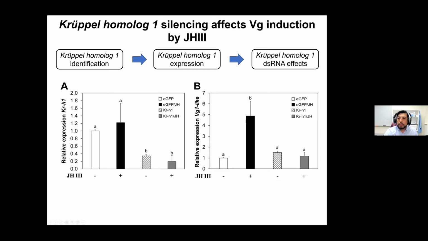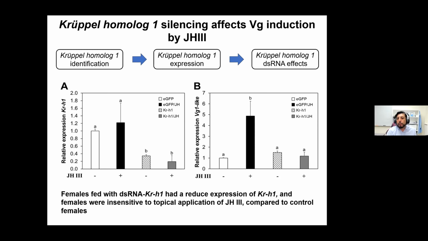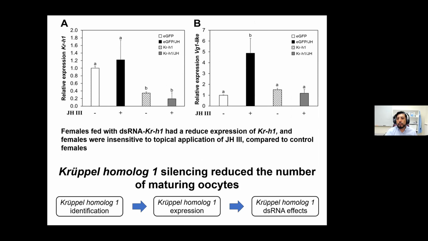At the same time, in the same samples, we analyzed the expression of vitellogenin, and we observed for the control a higher expression after application of juvenile hormone. But in the females fed with the double strand, that activation was completely knocked down. So females fed with double-strand RNA had a reduced expression of Krüppel, and they were insensitive to the topical application of juvenile hormone compared with the control females.